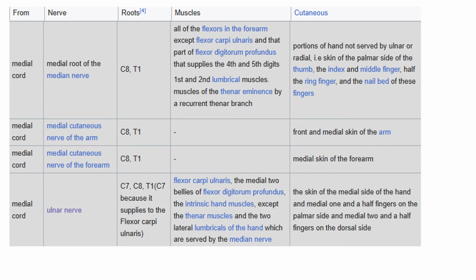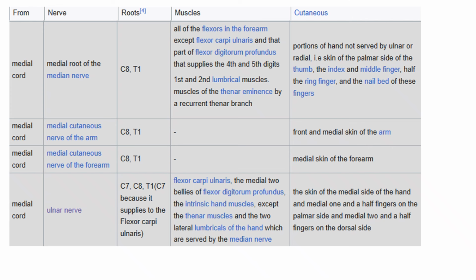All of the flexors in the forearm except flexor carpi ulnaris and the part of flexor digitorum profundus that supplies the fourth and fifth digits, first and second lumbrical muscles, muscles of the thenar eminence by a recurrent thenar branch. Portions of the hand not served by ulnar or radial, skin of the palmar side of the thumb, index and middle finger, half the ring finger, and nail bed of these fingers.